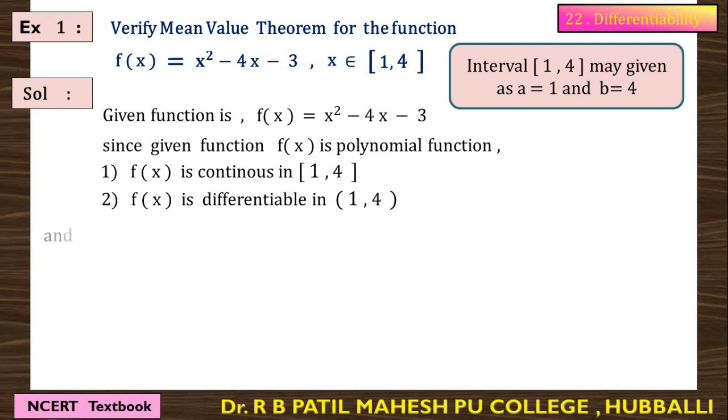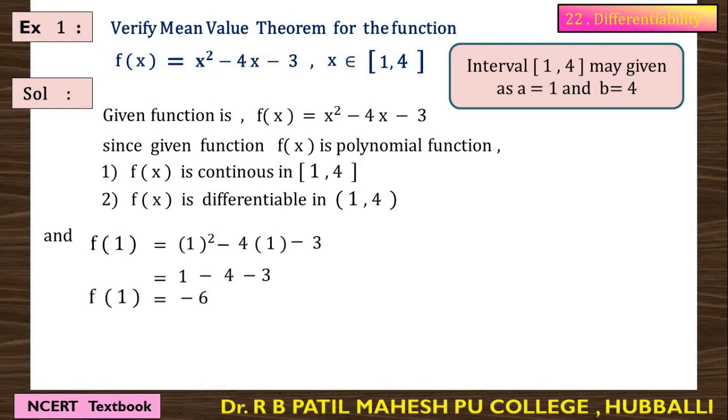So the first is f of 1. In this f of x function, substitute x is 1, that is 1 square minus 4 into 1 minus 3. Simplify this, it becomes 1 minus 4 minus 3. So that is minus 6, and denote this as f of a.